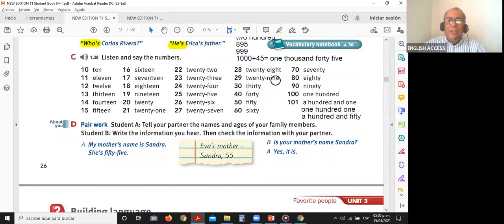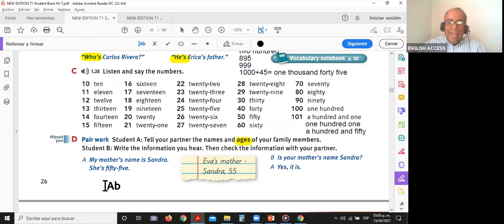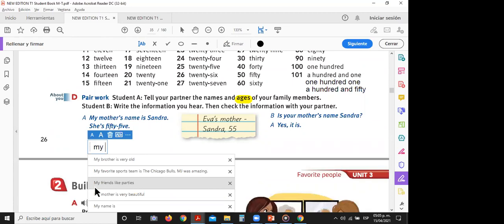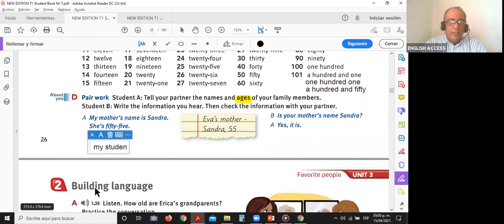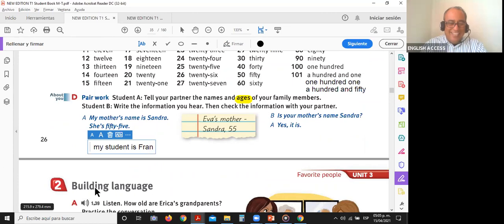So, for example, can you tell me your age, Francisco? Perdón, teacher, no lo escuché. No problem. Can you tell me your age? Yes. I am 20 years old. Okay. My student is Francisco. Pero póngale 15 mejor. Okay. My student is Francisco. He is 15 years old. Because he told me. I believe him.